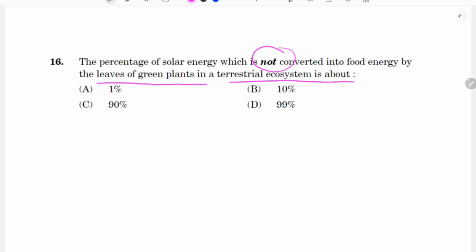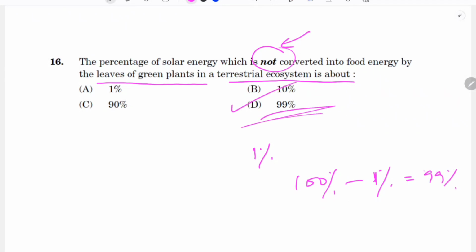Right. So green plants in a terrestrial ecosystem capture approximately how much? Only 1% of the solar energy that falls on their leaves, and convert that 1% to food energy through photosynthesis. But what is given in the question? It asks for the percentage of solar energy which is not converted into food energy. So only 1% is converted. Out of 100%, only 1% is converted, so how much is not converted? 100 minus 1, that is 99%. So the correct option here is D.